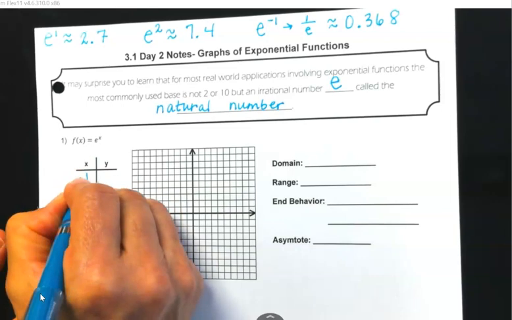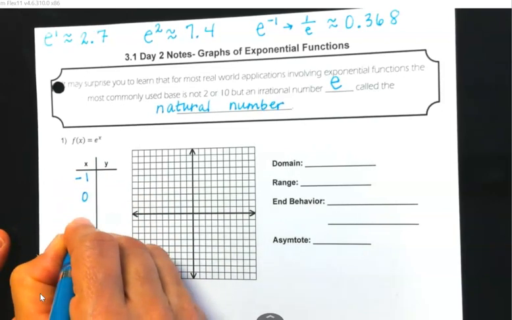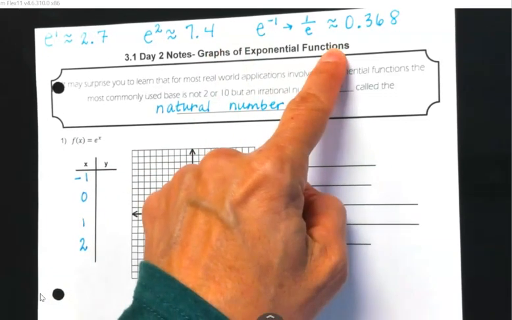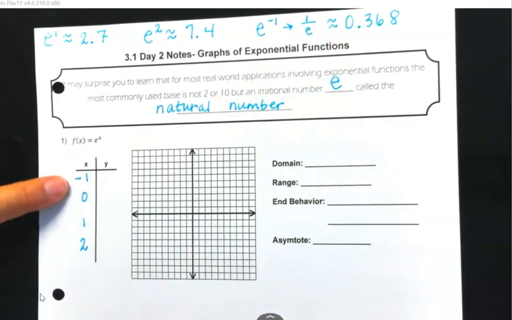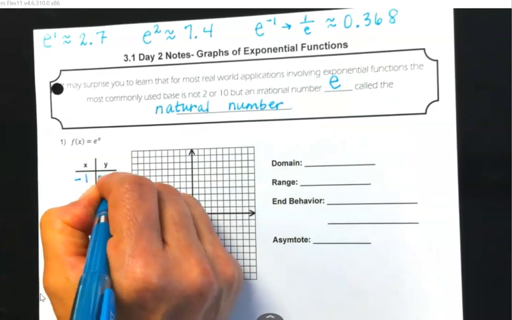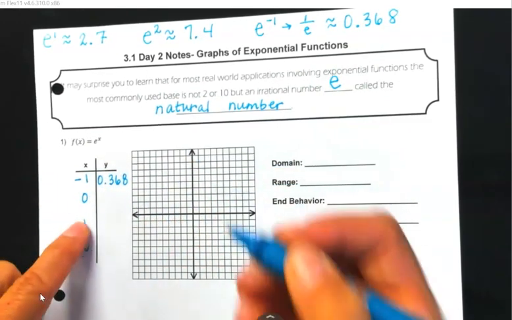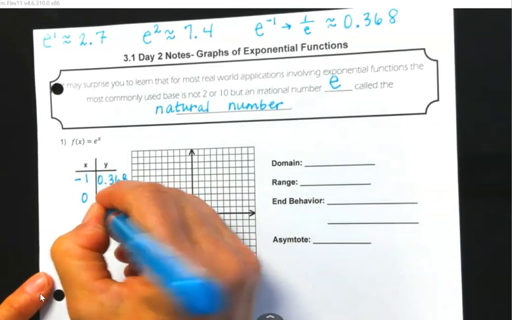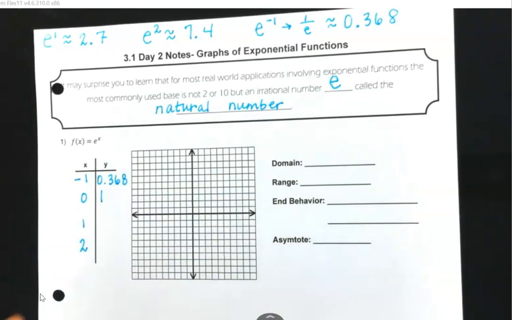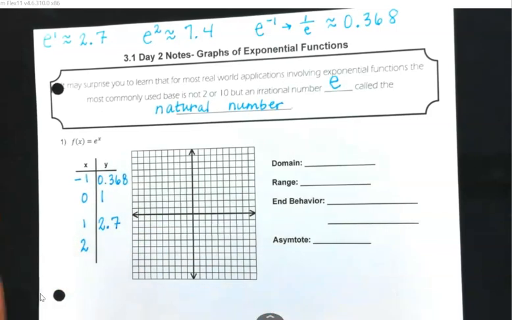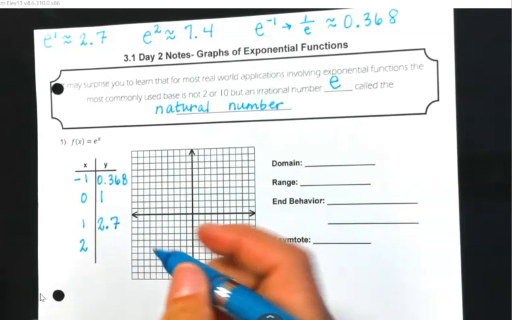So we're going to plug in negative 1, 0, 1, and 2. And we're just going to recall these numbers up here that we've written at the top of our page. So e to the negative 1, let's write an output of 0.368. E to the 0, of course, is anything to the 0 power, so this is going to be a 1. E, natural e, is 2.7 rounded. E squared is 7.4.